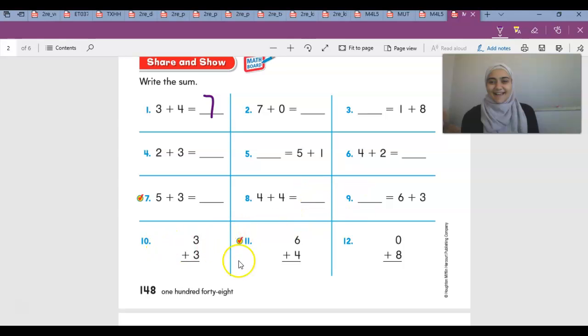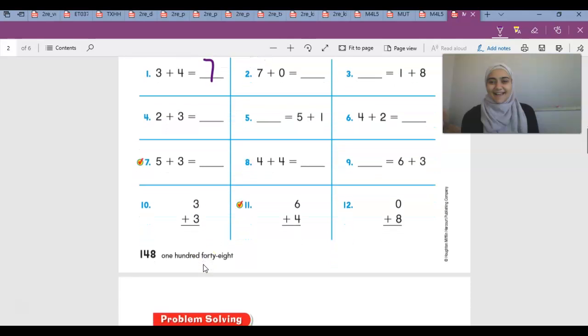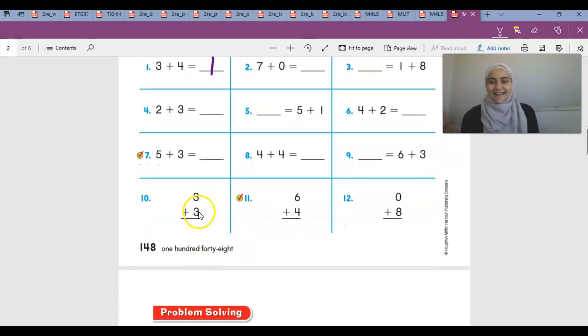And then let's look here. These are also addition, but this is just another way to write it. So 3 plus 3 is 6. So instead of writing the answer here, you're going to write it here. That's the only difference. 0 plus 8, that means 8 plus nothing more is what? 8. Anything plus 0 is always that number.